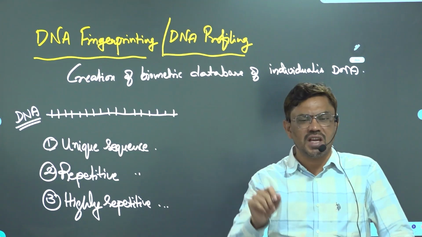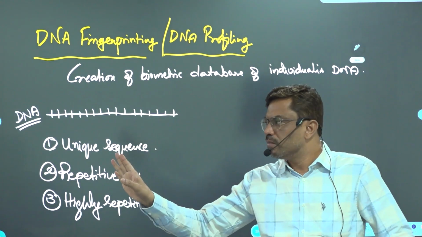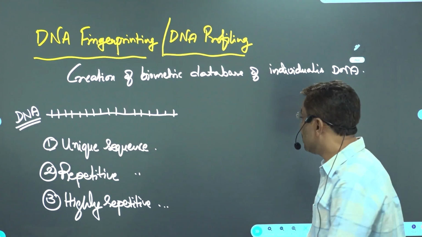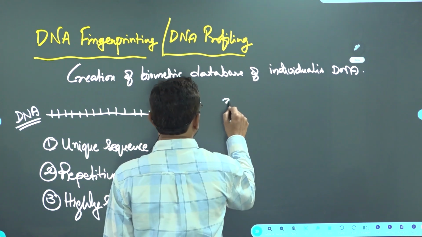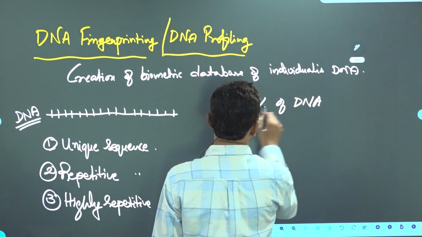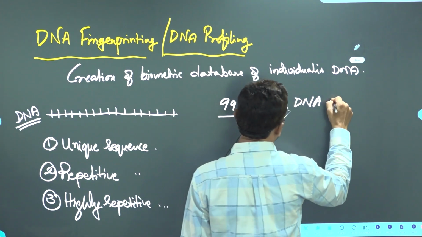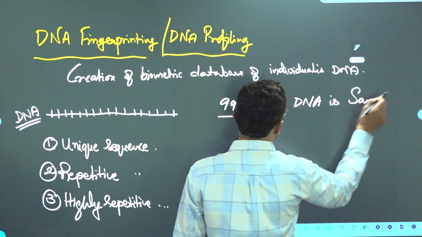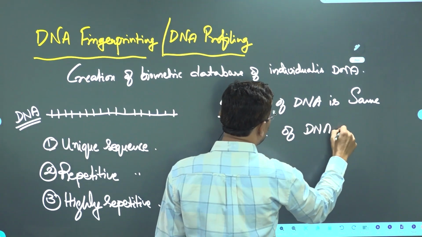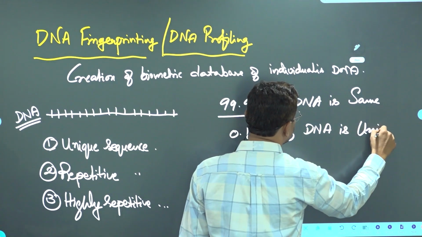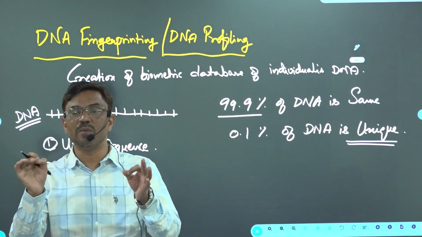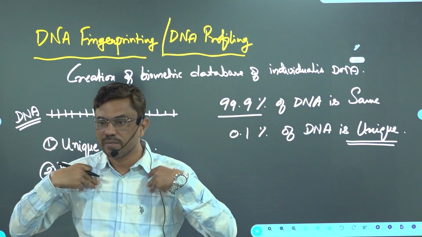Suppose some sequences are not repeated in anybody. They are unique to that particular person only. So if you consider the human DNA, 99.9% of human DNA is the same, but 0.1% of DNA of an individual is unique. It is not repeated. Because of this 0.1% of DNA only, we are getting unique characters.